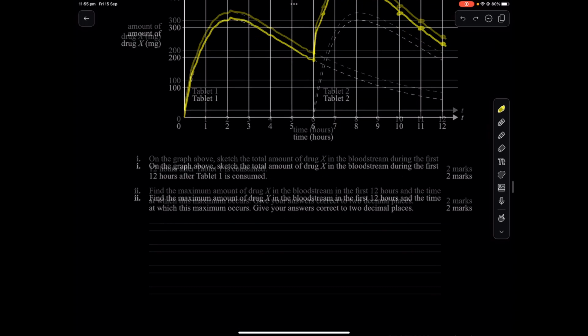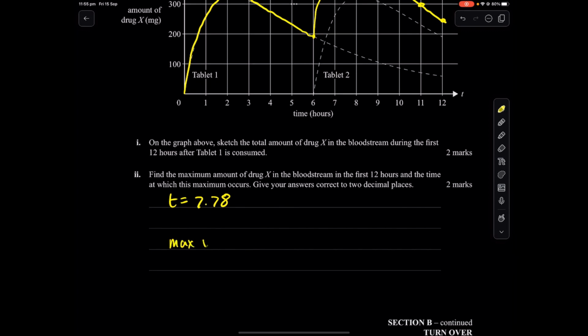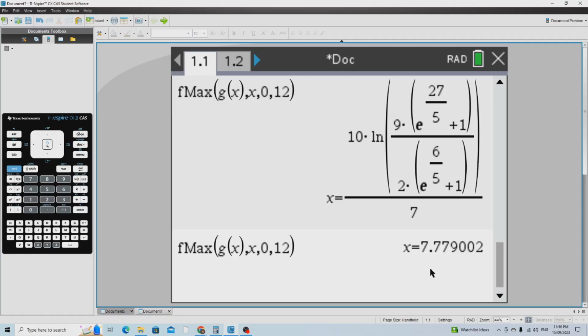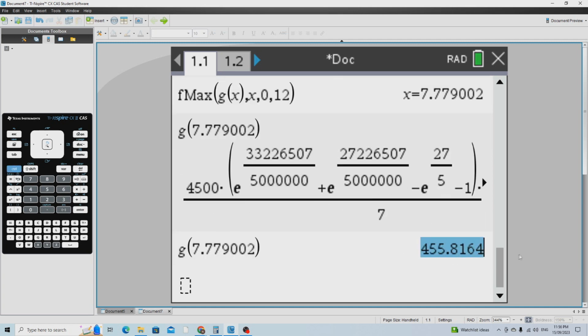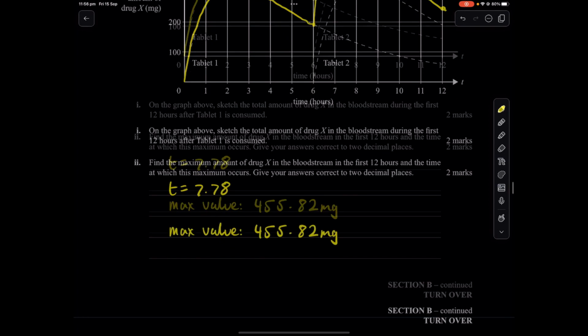So let's write that down. Actually, your t value, sorry, make sure it's t. So it'll be t equals, to 2 decimal places, 7.78. And the max value occurs when g of this function over here. Control enter that, we get this number. So to 2 decimal places, that's 455.82 milligrams. Done. Next question.